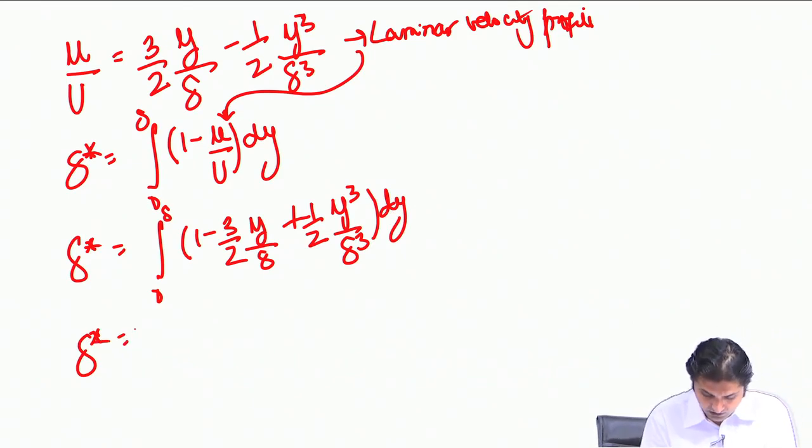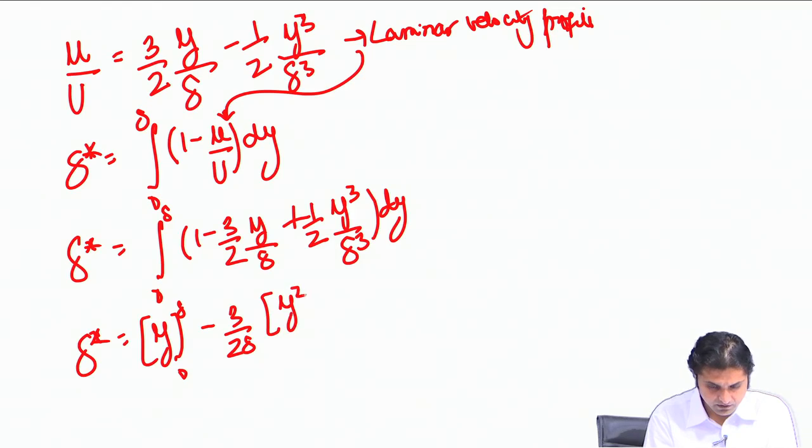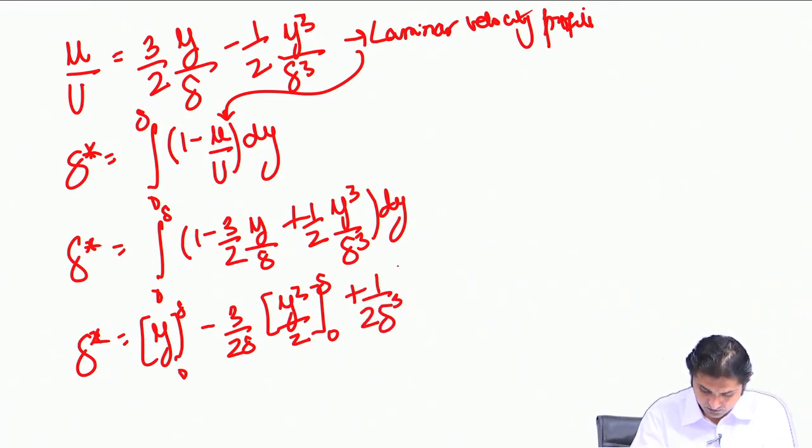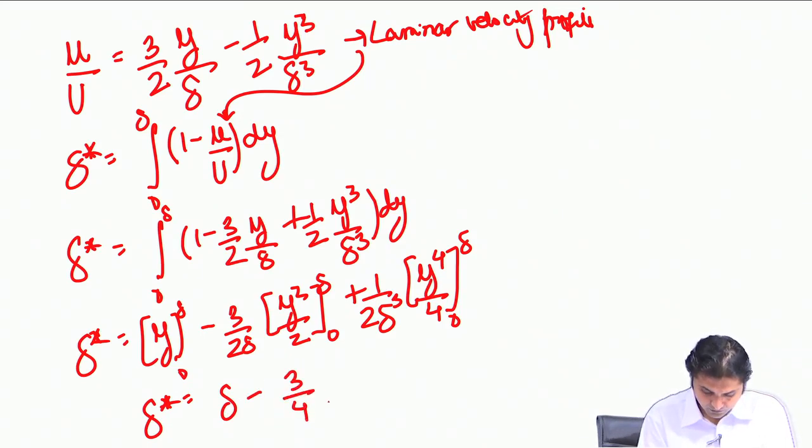and after integration we are going to get y from 0 to delta minus 3 by 2 delta, and this is going to be y square by 2 from 0 to delta, plus 1 by 2 delta cube, y to the power 4 by 4 from 0 to delta, and the displacement thickness is going to be, this first term will be delta minus 3 by 4 delta plus 1 by 8 delta.